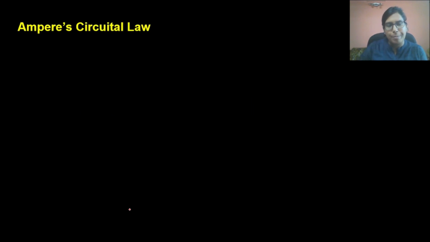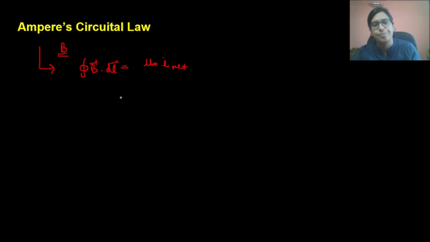Hello everyone, so in this lecture we will study about Ampere Circuital law, solenoid and toroid. So let's start from Ampere Circuital law. First of all, the Ampere Circuital law and Biot-Savart law both determine the magnetic field. Ampere Circuital law says the line integral of the magnetic field around a closed curve is equal to mu naught times the total current which is flowing inside the curve.